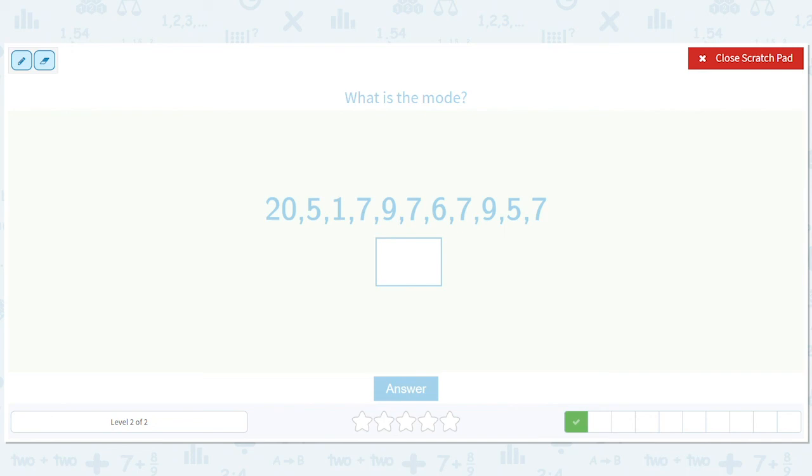So what's the mode here? We've got, let's see, I think it's 7. 7, 7, 7, 7. There are 4 7s. I don't really see 4 of anything else. So we'll go with 7.